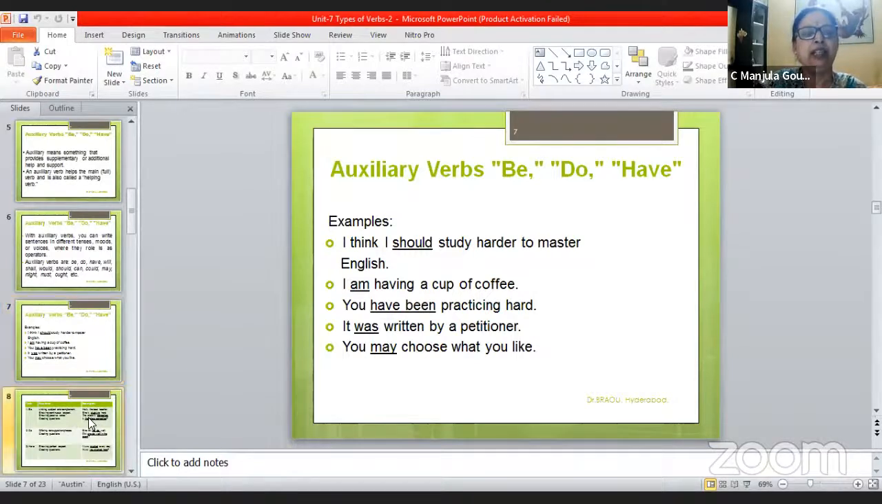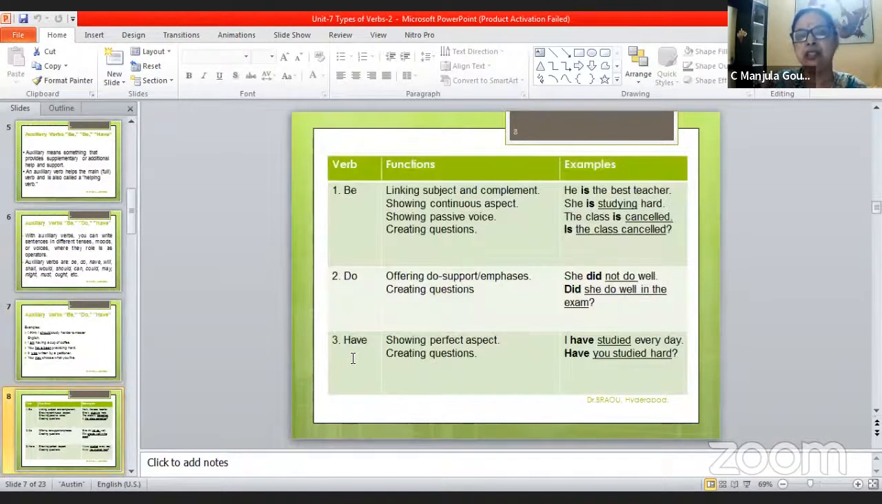Now we'll try to understand what is the main function, the meaning of these words, and also the main function that they do. So basically, we are learning about the primary auxiliary verbs, which are be, do, and have. What does the verb be do? It links the subject and complement. It always links the subject and also gives a complement to it.